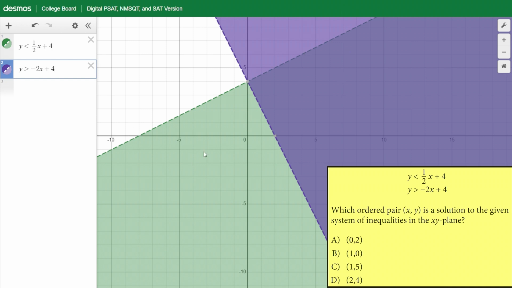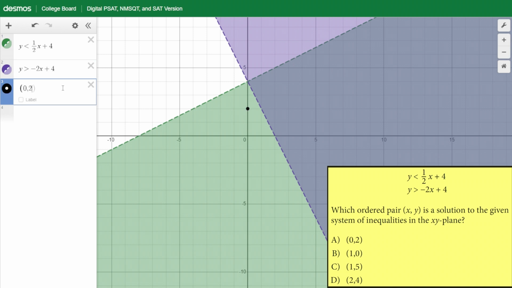Okay, so as you can see, the green portion is for the first inequality, and the purple portion is the solution for the second inequality. So the easiest way is to now plug in the options and see where these ordered pairs fall in. And what we want to see is the ordered pair falling in this region, which is overlapping the purple and the green regions together. Okay, so let's look at the first ordered pair.